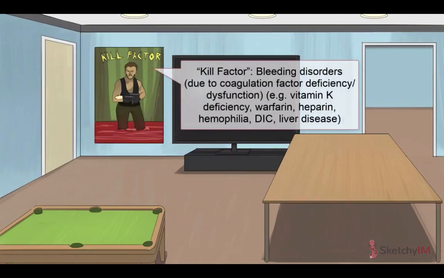For the extrinsic pathway, we'll encounter vitamin K deficiency and warfarin. For the intrinsic pathway, get ready for some hemophilia. And finally, for the common pathway, we'll meet DIC and liver disease.